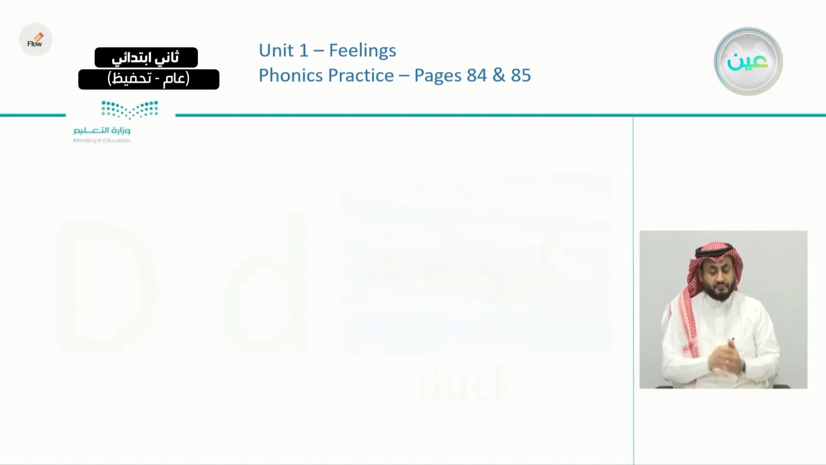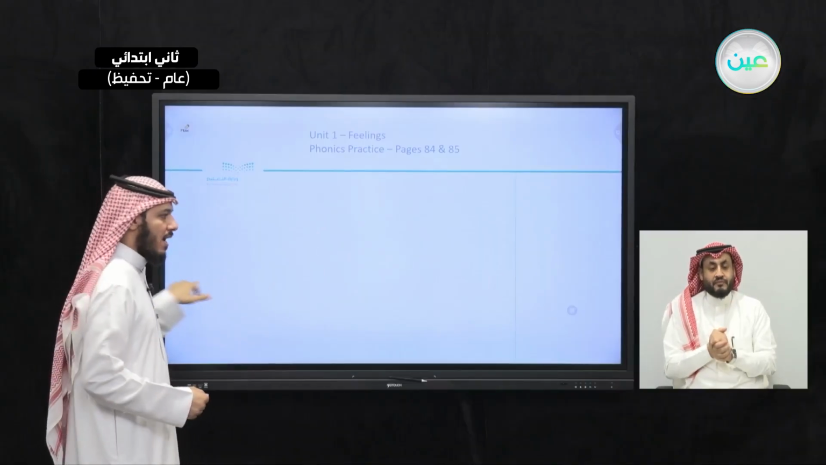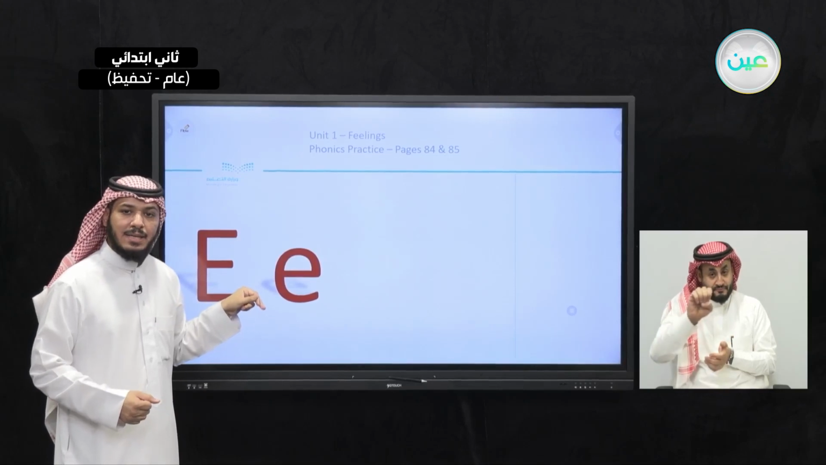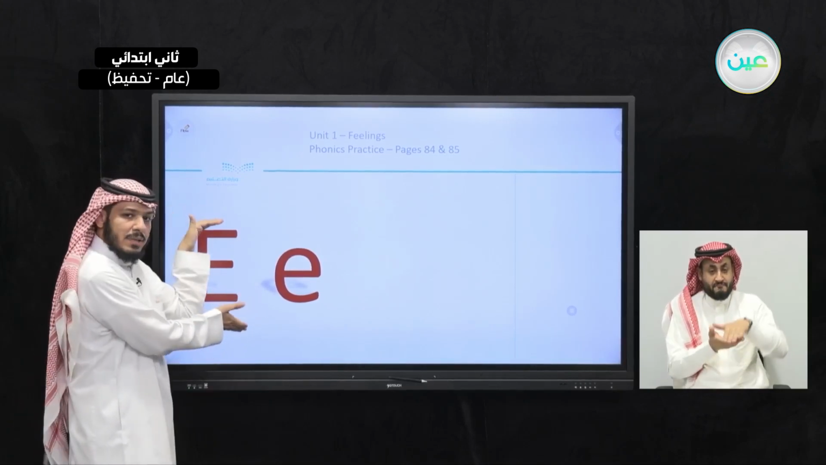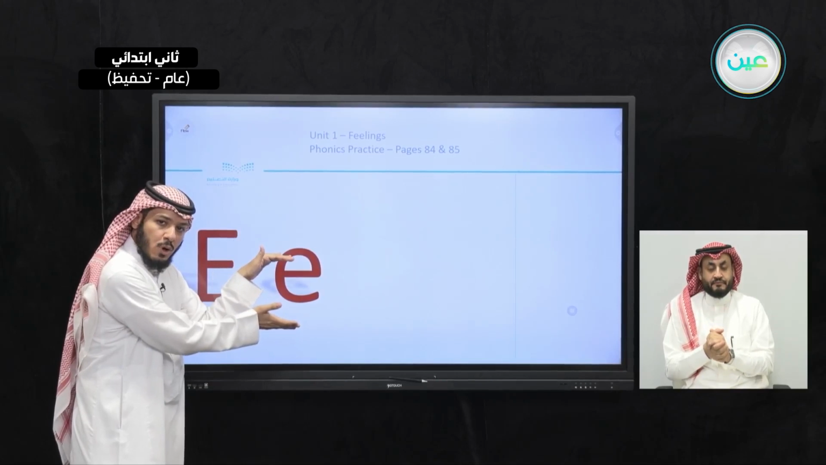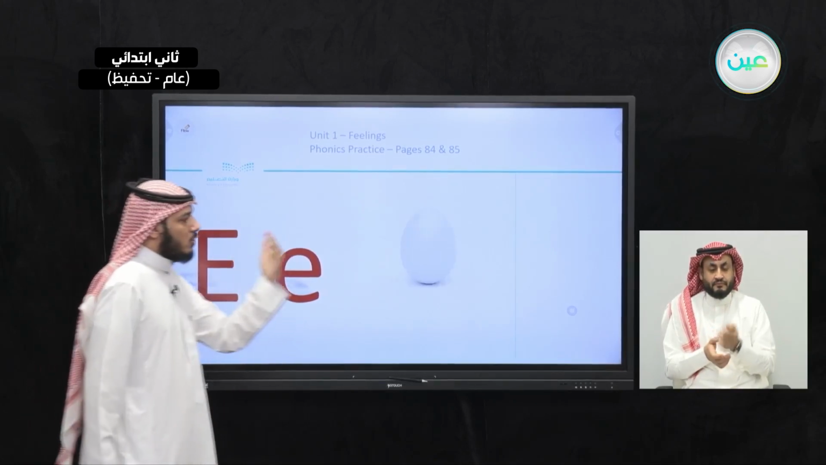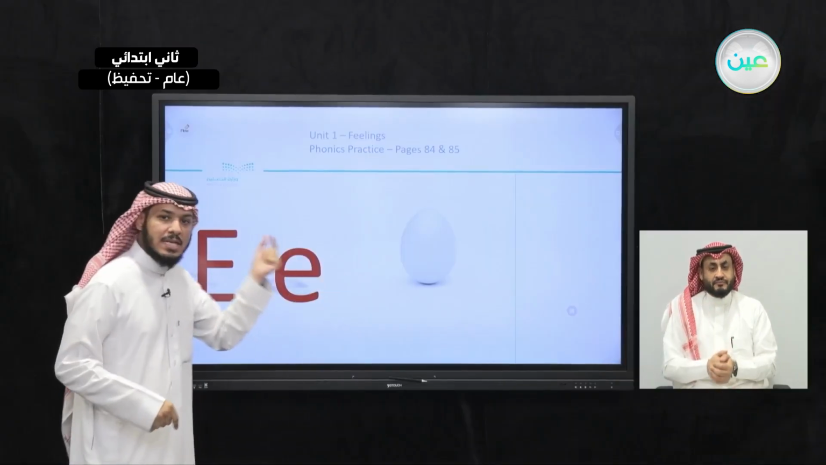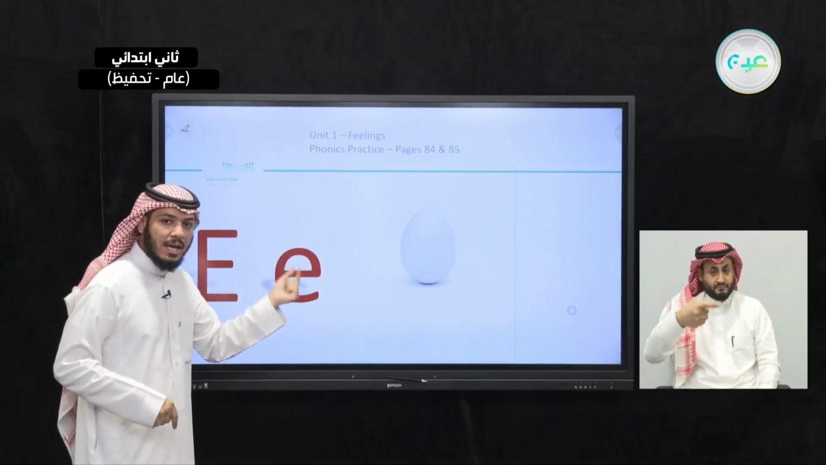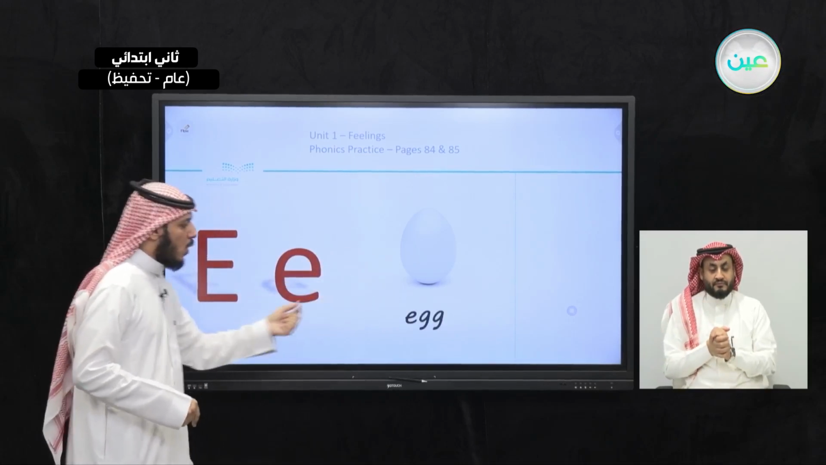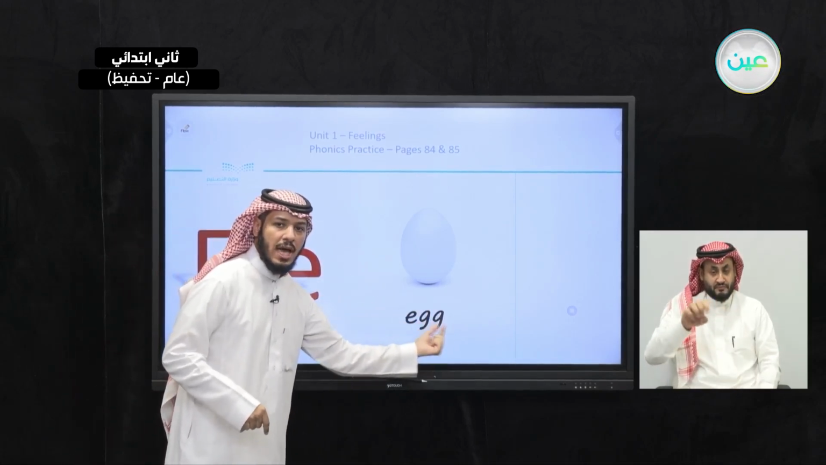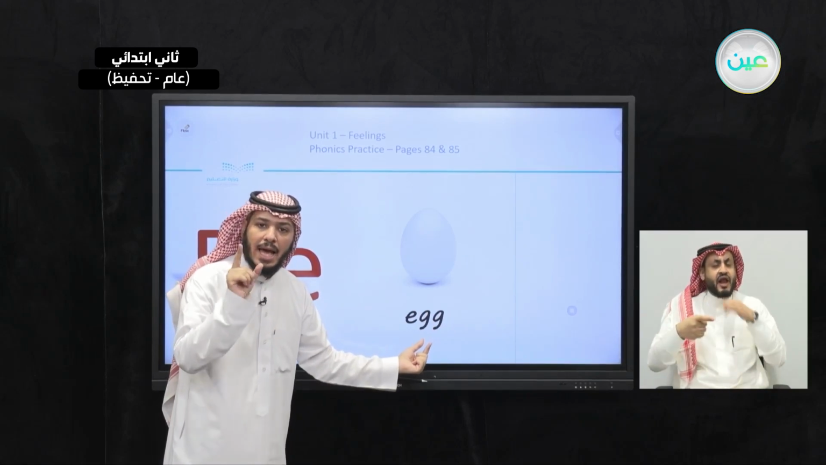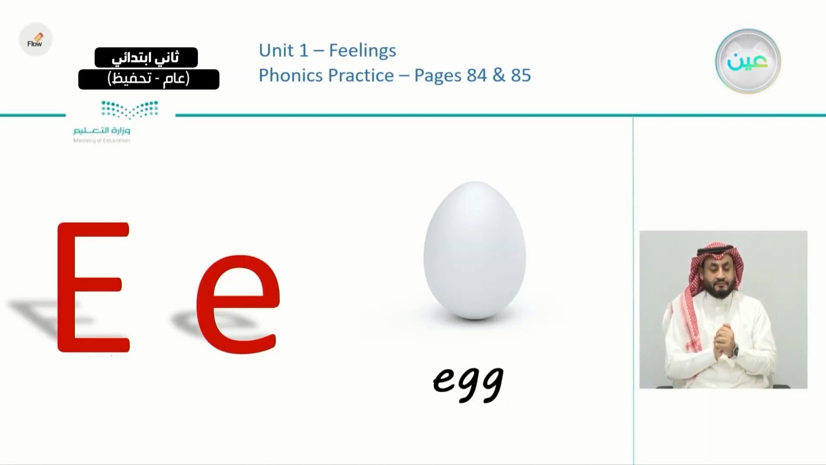Perfect. What after the letter D? We have, yes, it is E. So we have E in capital and E in small. Yes, that's right. Can you tell me what this is? Yes, you know it. So E says egg. Perfect. Again, E says egg. Perfect. So we have E, G, G, and we pronounce it as egg. Perfect.